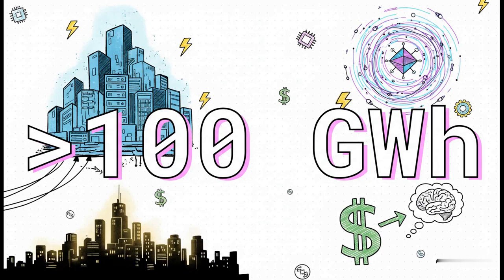To put it in perspective for you, running just one of these big AI training clusters for a year can use over 100 gigawatt hours of electricity. That is enough energy to power a small city. The amount of power these things consume is absolutely enormous.